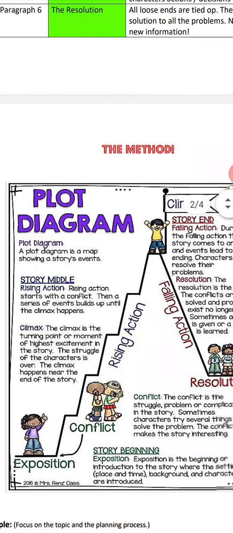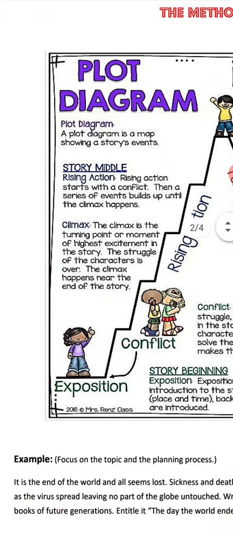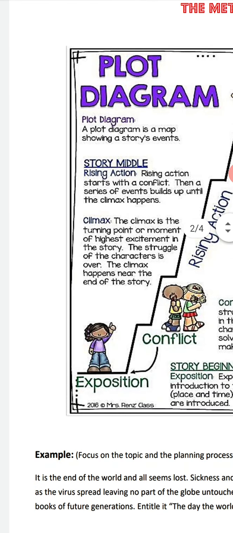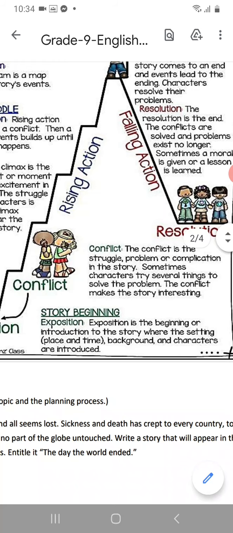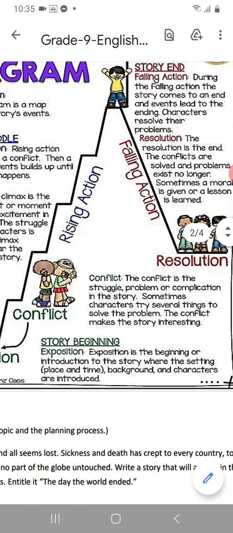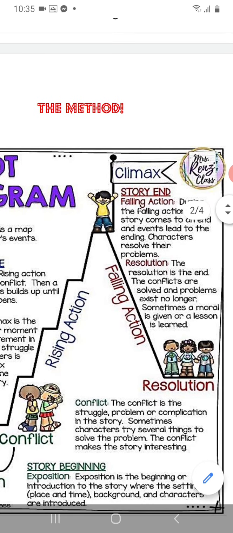Now what is the method, the plot diagram? We had discussed this in our previous regular lessons as well. This is the exposition starting from the right bottom. Here you can see the exposition and it is leading to the conflict. The exposition is the beginning or introduction of the story, where the story, place, time, background and characters are introduced. Then there is the conflict. The conflict is the struggle, problem or complication in the story, we discussed it.